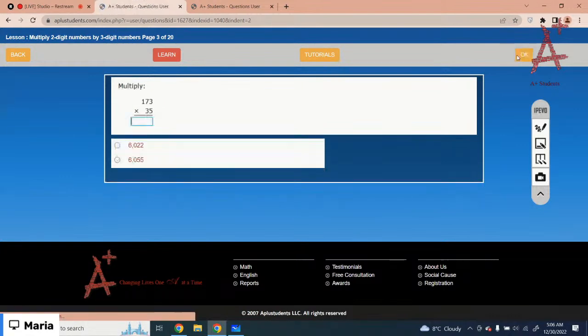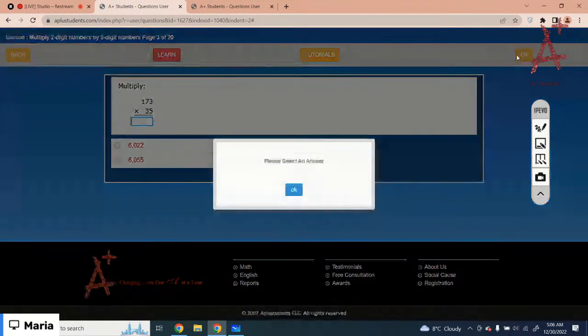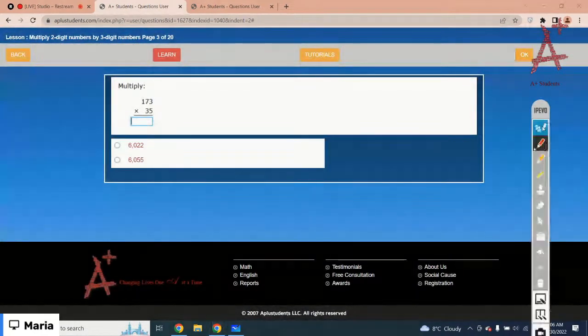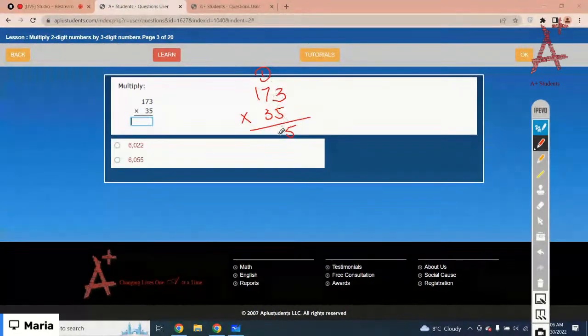Okay, the next one is 173 times 35. Okay, let's just do 173 times 35. 5 times 3 is 15. Write 5 here and carry 1. 5 times 7 is 35 and 1, 36. Write 6 here and carry 3. 5 times 1 is 5 and 3, 8. Now we're going to multiply the tens digit. So you have to write the numbers right below the tens digit. 3 times 3 is 9. 3 times 7 is 21, 1 and 2 carry. 3 times 1 is 3 and 2, 5.